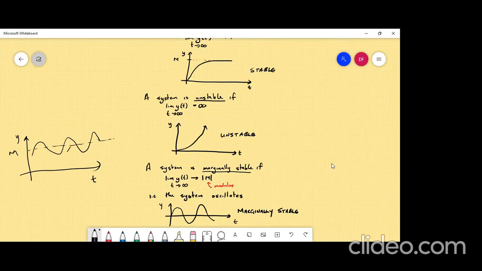But this part here is called the DC component. This is still marginally stable. Yeah. Who was asking another question?